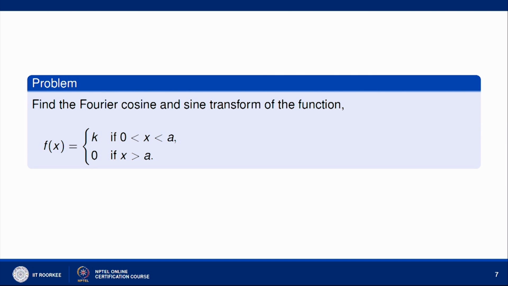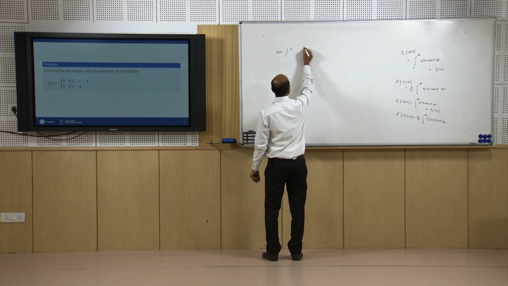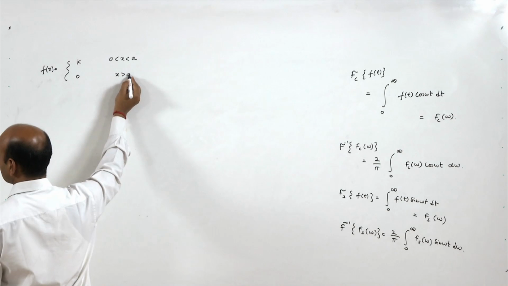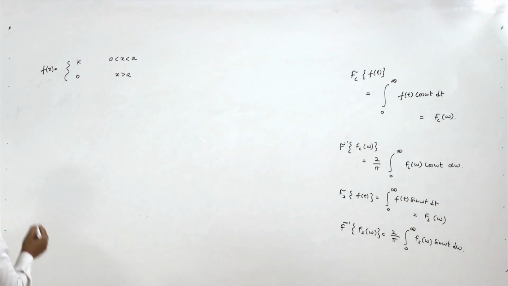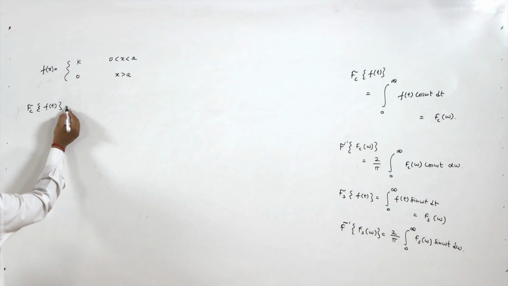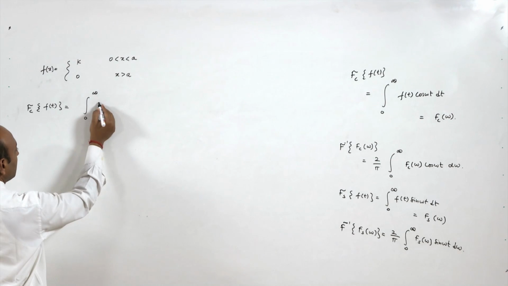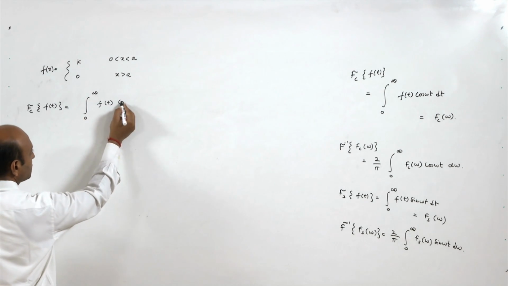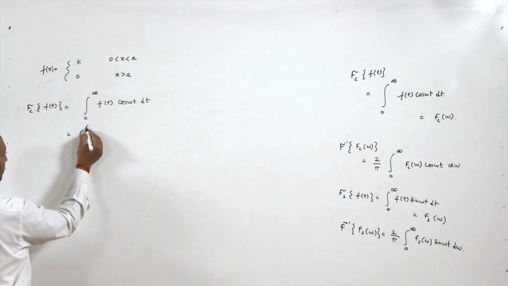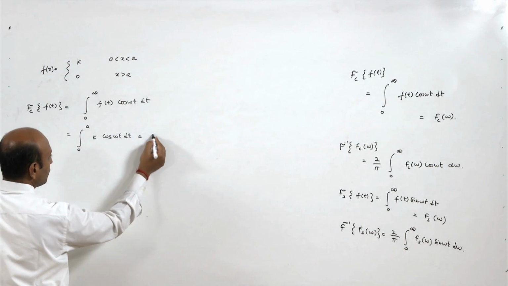f(x) is given as k when 0 < x < a, and is 0 when x > a. Suppose you want to find the Fourier cosine transform of this function. This will be equal to the integral from 0 to infinity of f(t) cos ωt dt, which is equal to the integral from 0 to a of k cos ωt dt.